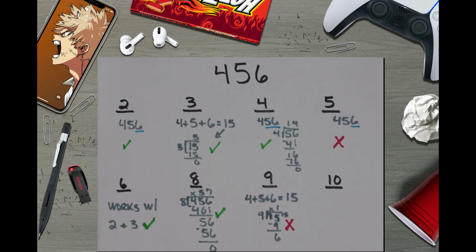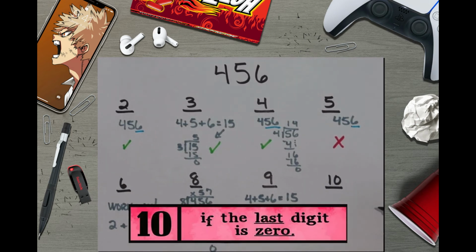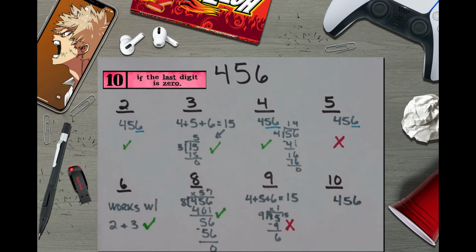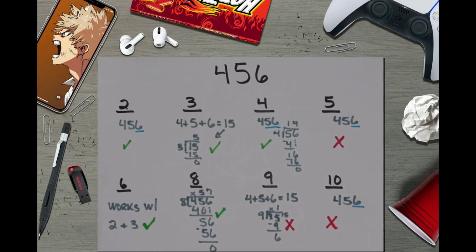All right, and last but not least, I have 10. The rule for 10 is if the last digit is 0. This one is pretty easy. 456. If I look at the last digit, it's a 6. Is it a 0? It is not. So that is not going to work. And that's how divisibility rules work.